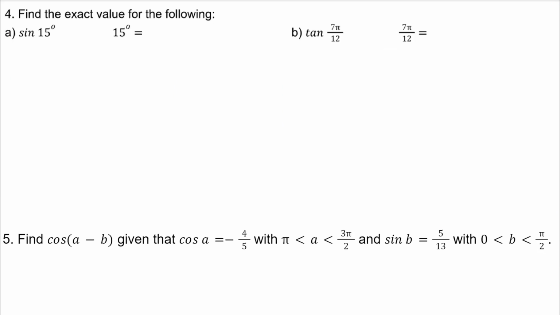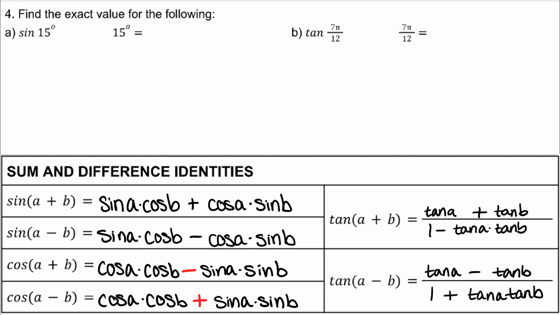Find the exact value for the following. Sine of 15 degrees. What? That's not on the unit circle. Well, I do have these sum and difference formulas, so maybe I could use some angles that I know on the unit circle and then write 15 degrees as a sum or difference of those angles that I already know. So let's think of angles I know. In degrees: 30, 45, 60, 90, etc. Oh my goodness, I could rewrite 15 degrees as 45 degrees minus 30 degrees, or 60 degrees minus 45 degrees.